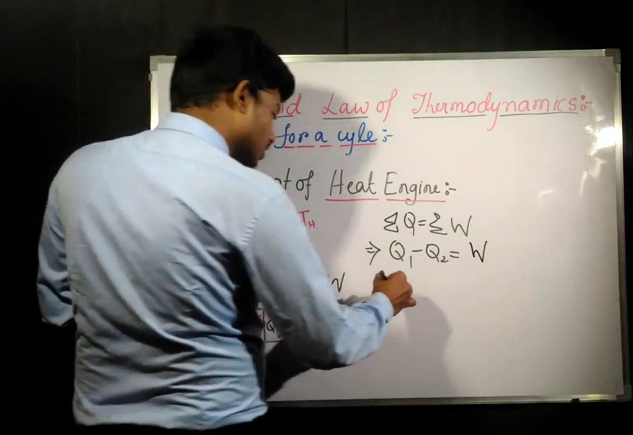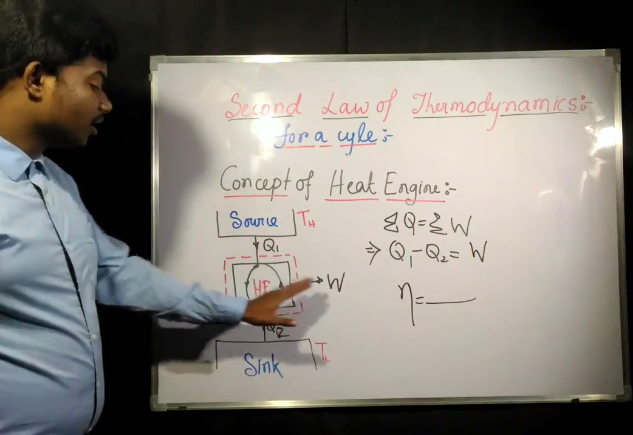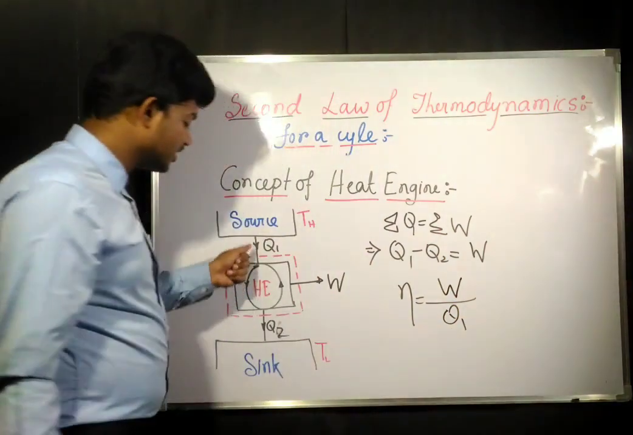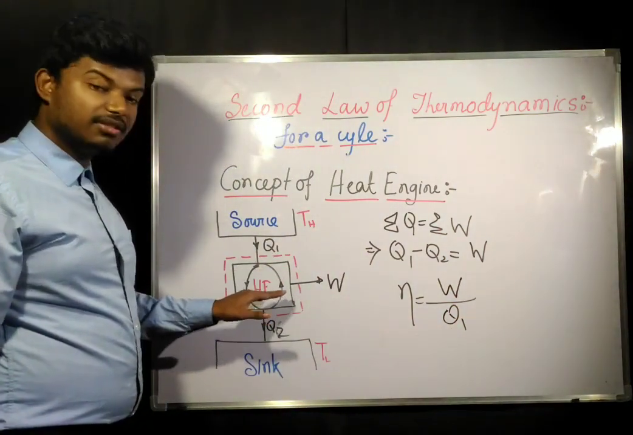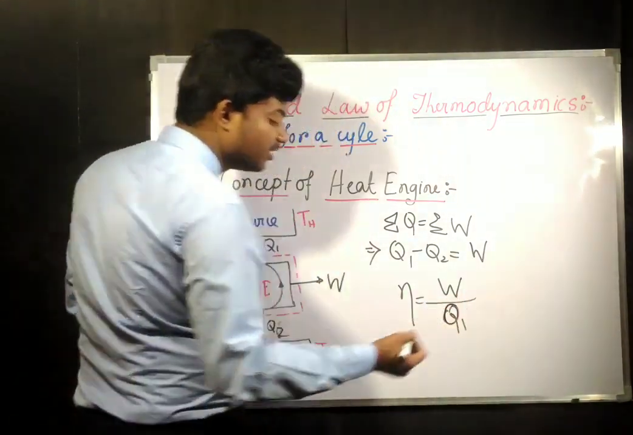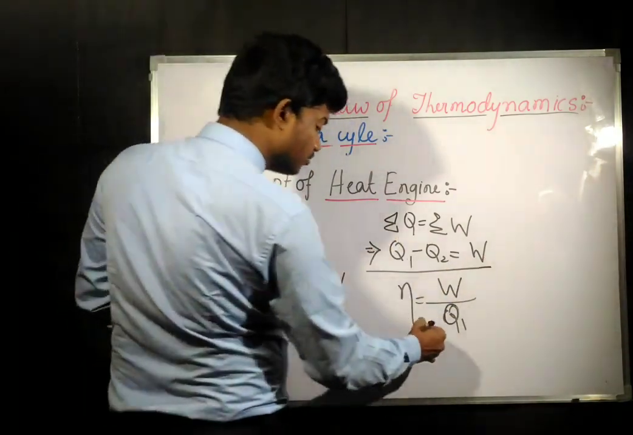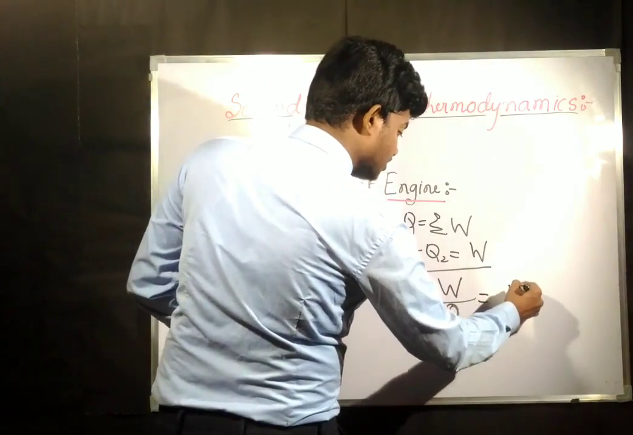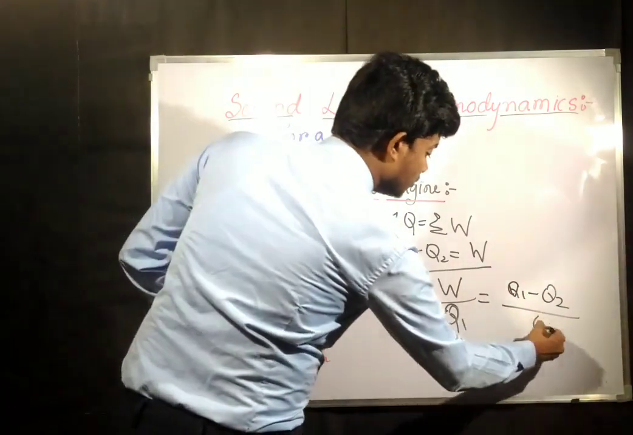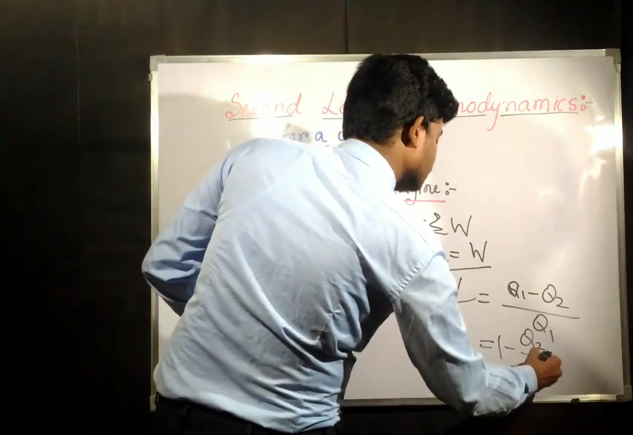Now if you want to find the efficiency, what is efficiency? Efficiency is nothing but the work output by heat input. The heat which is an input to the system is Q1. So this will be W by Q1. Now we have found out W is Q1 minus Q2. So efficiency equals Q1 minus Q2 divided by Q1. So this will be 1 minus Q2 by Q1.